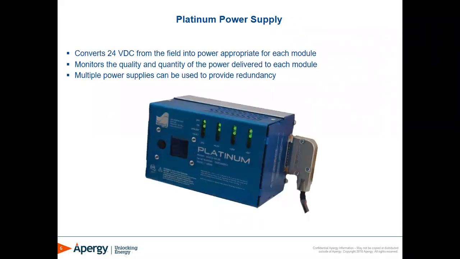Next is the power supply. It's pretty straightforward. It converts 24 volts DC from the field power into the appropriate power that each module needs at a given point in time. It monitors the quality and quantity of the power delivered to each module.